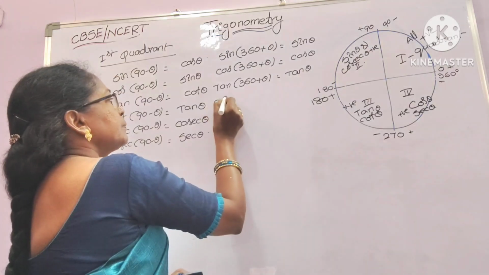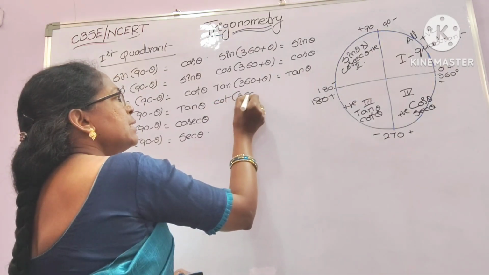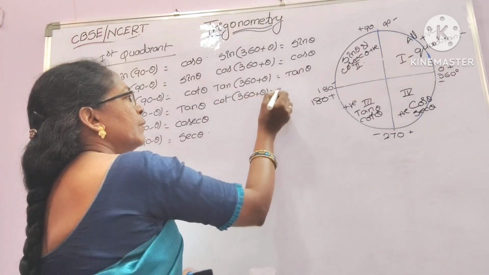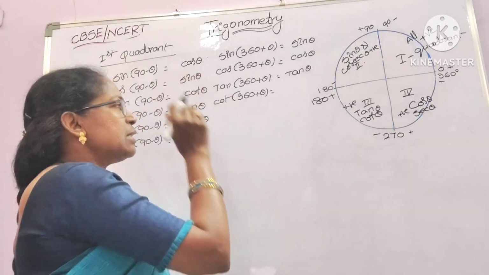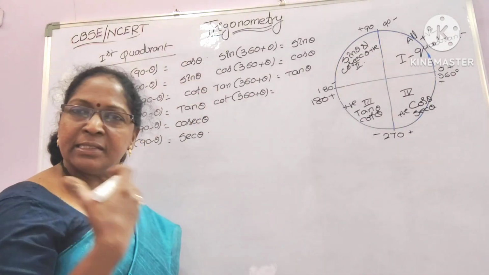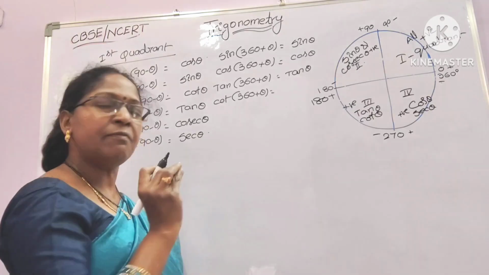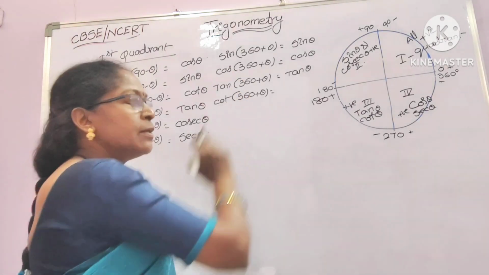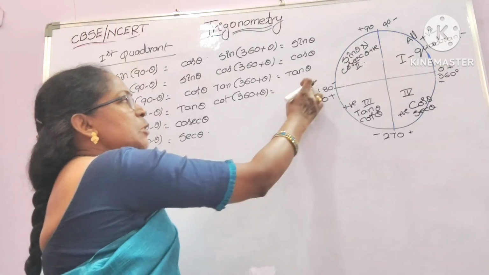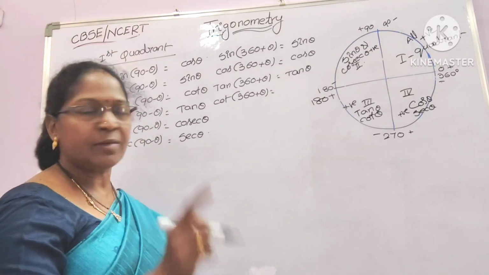Next one, cot 360 plus theta. Whenever a question like this is there, first immediately you have to check which quadrant 360 plus theta comes under. So you have to find out. It comes under the first quadrant. In the first quadrant all are positive. That is the first point.